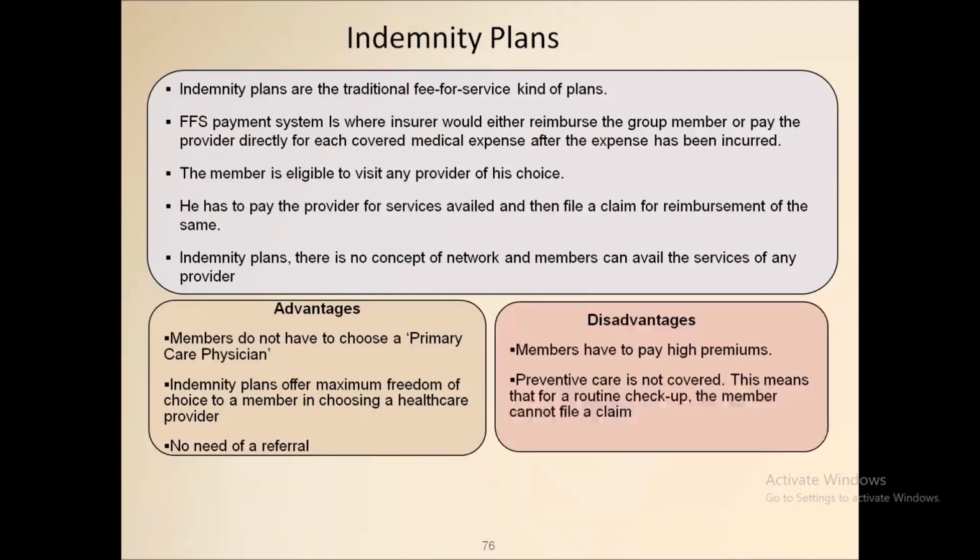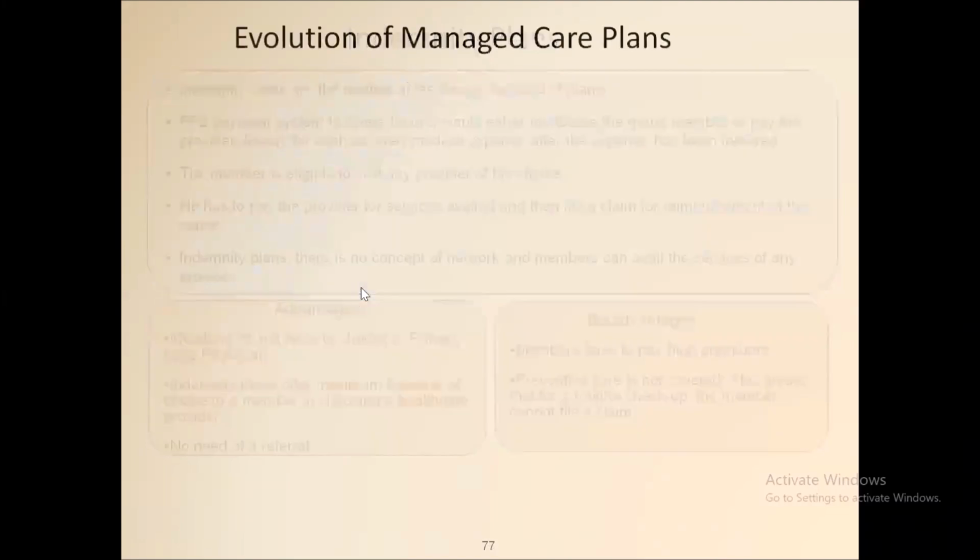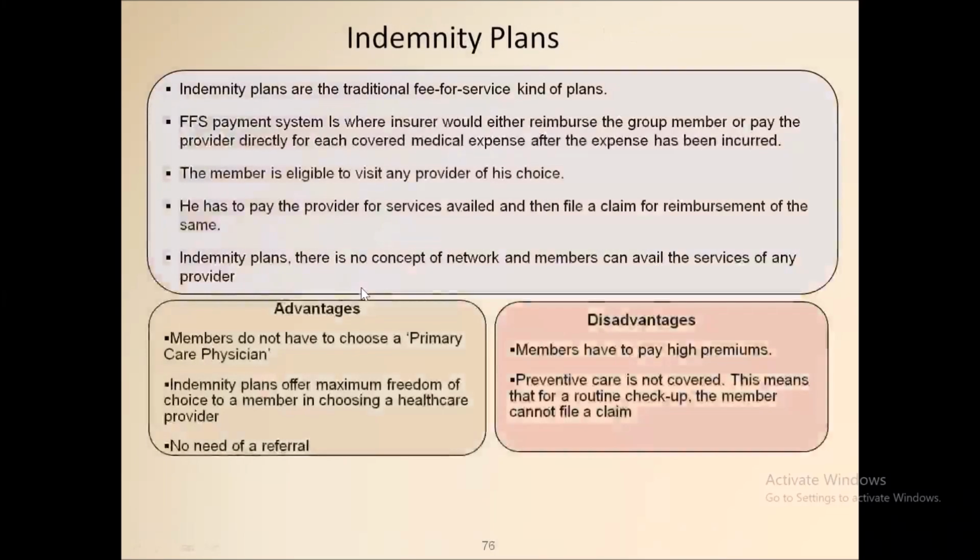So in the indemnity, if you see, indemnity plans are like fee for service, wherein the member has a choice to go for any provider and take the treatment, but he has to pay high premiums. The member is eligible to visit any provider of his choice. He has to pay the provider for the service availed and then file a claim for reimbursement for the same. In indemnity plans, there is no concept of network, and the member can avail the service of any provider. It means no in-network, out-of-network concept.